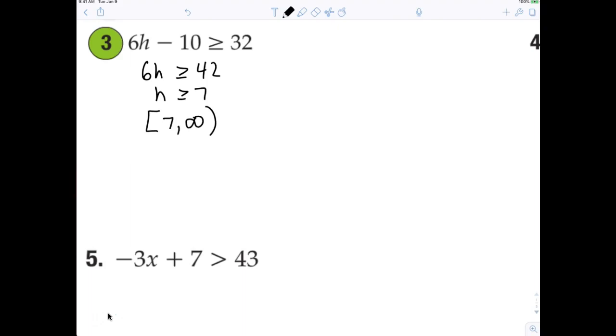Good for you. When is it that you change the sign? Whenever you multiply or divide by a negative, you change the sign. Alex, is that crystal clear?